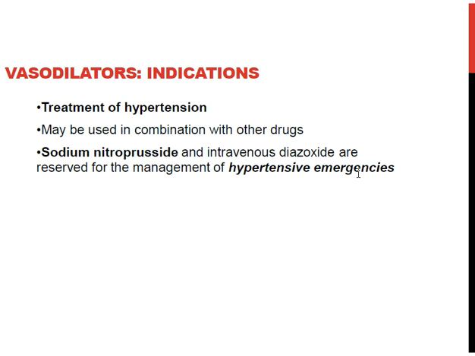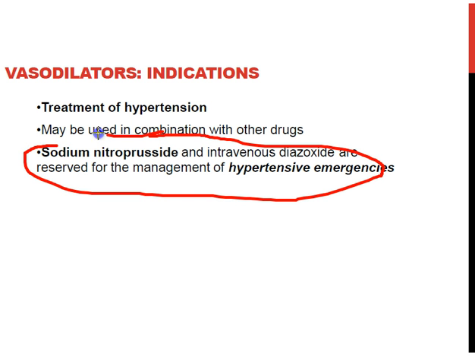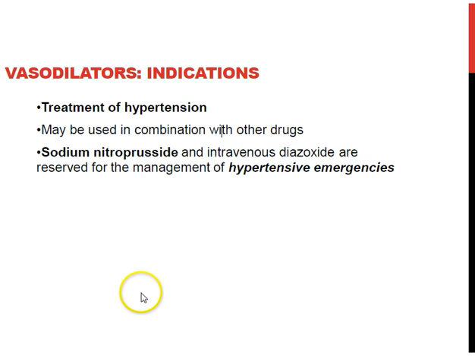So why do we use hydralazine or vasodilators? We use them to treat hypertension, which is what our lecture is about today. It can be used again in combination with other medications. I think an important thing for you to know also is in the case of hypertensive emergencies, our drug of choice is sodium nitroprusside, also called Nipride. How do we give it in emergencies? We give it IV. Why do we give it that way? Well, because it's the fastest way to get the drug into the system. So the drug of choice for hypertensive crisis or hypertensive emergencies is sodium nitroprusside.